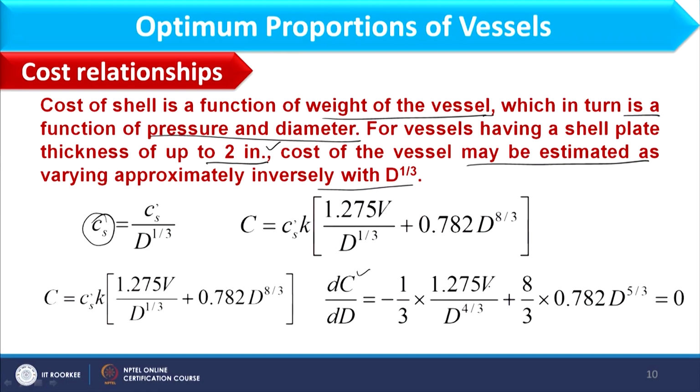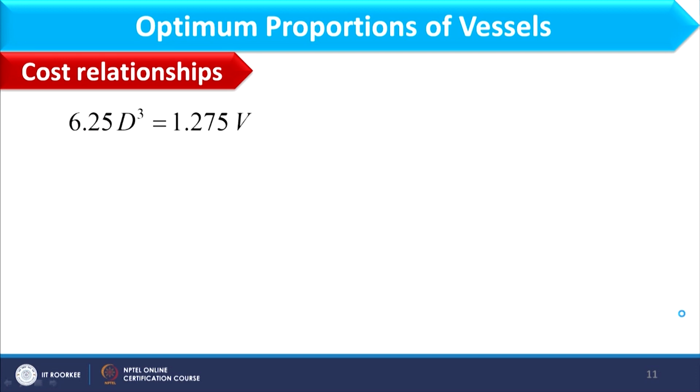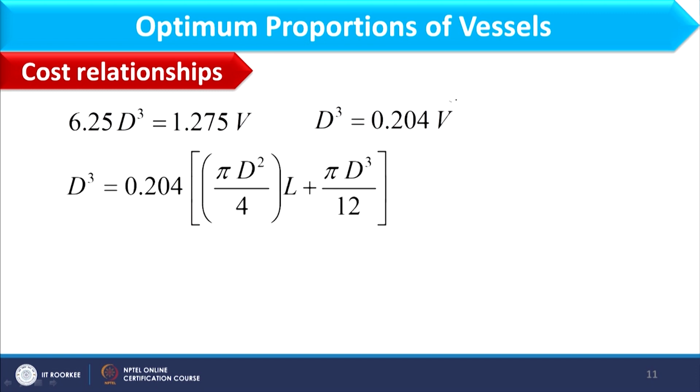So, to optimize the cost we will differentiate that, and that comes as dC by dD equal to minus 1 by 3 into 1.275 V by D to the 4 by 3 plus 8 by 3 into 0.782 D to the power 5 by 3, and for optimization purpose we will consider dC by dD equal to 0. Putting this function to 0 we have 6.25 D cube equal to 1.275 V. So, from this expression we can extract D cube, which is equal to 0.204 V.